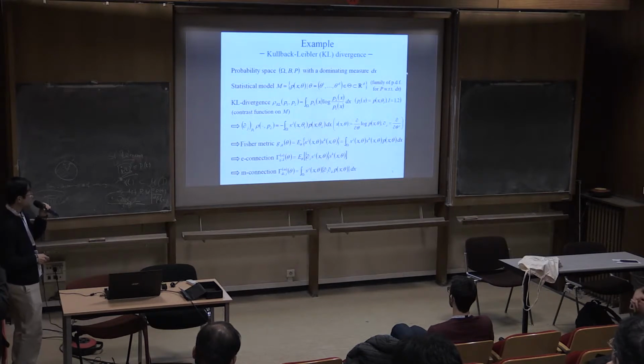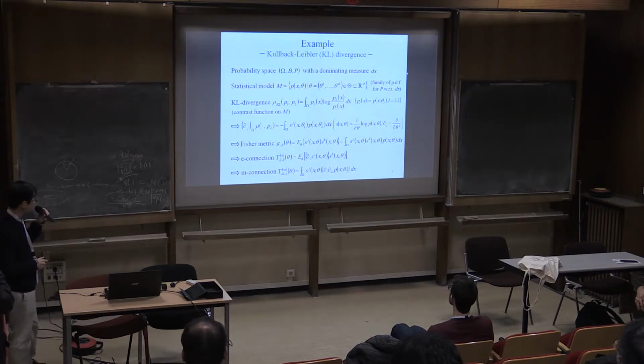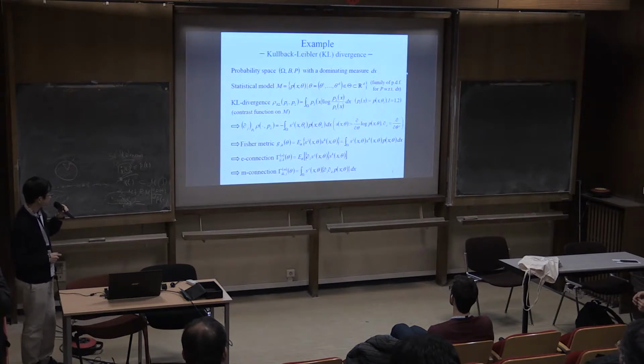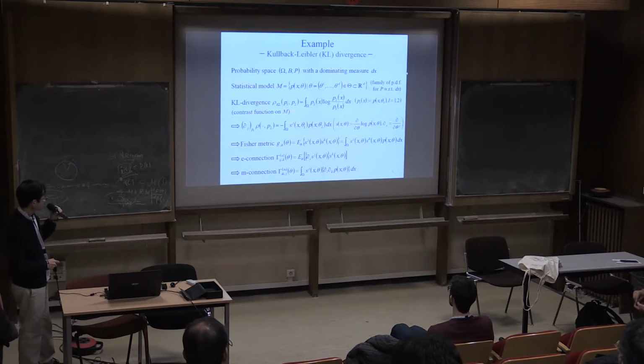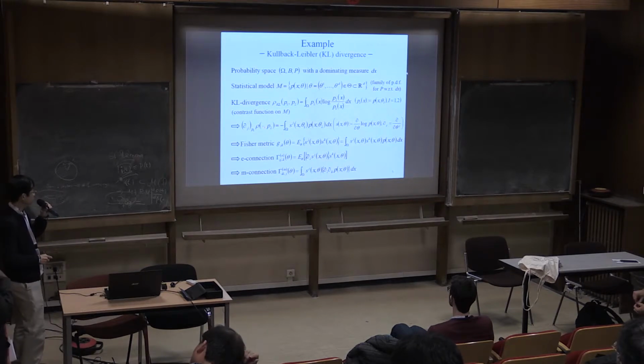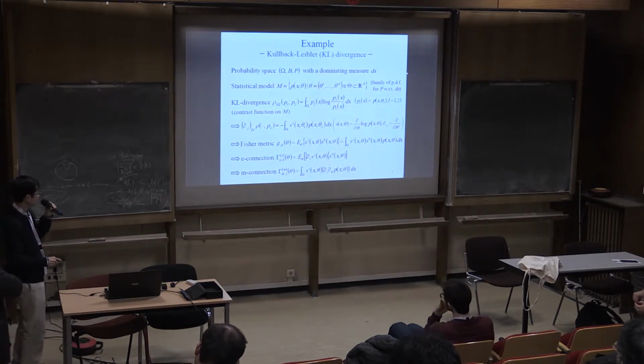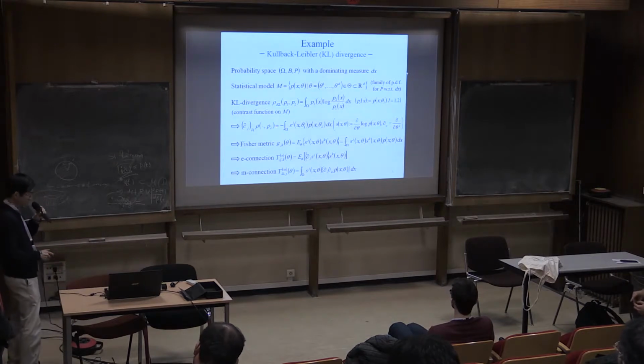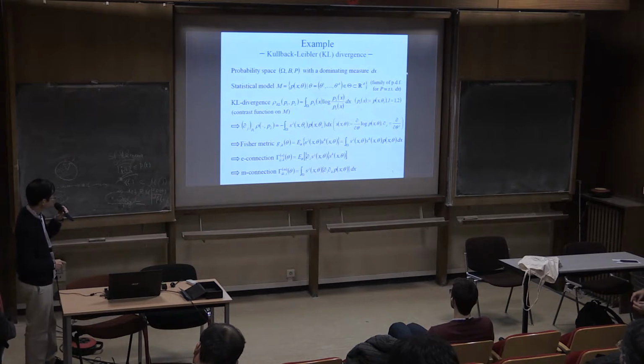A typical example of the contrast function is the Kullback-Leibler divergence. Here, M is a parametric statistical model, which is a set of probability density functions indexed by the d-dimensional parameter theta. The Kullback-Leibler divergence is defined in this way. By taking the first derivative with respect to the parameter, we obtain this equation. If theta 1 equals theta 2, then this vanishes. Taking the second derivative, the well-known Fisher metric is obtained, and from the third derivative, we obtain the e-connection and m-connection.